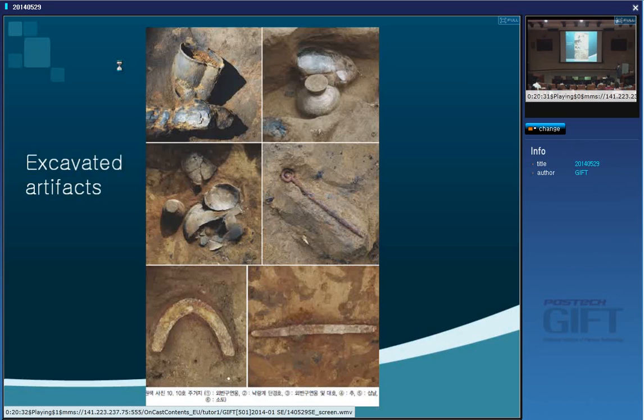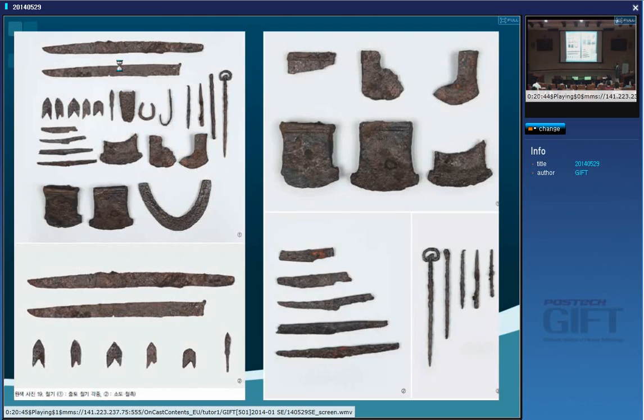The excavators found many potteries and tools, this piercing tool and the plow and the knife. These are the excavated artifacts. And many various iron artifacts were excavated: the knife, arrowheads, twisted axe, fish hook, piercing tool, plow, the same types, and iron nail backs. These artifacts were made of various kinds of iron and steels.